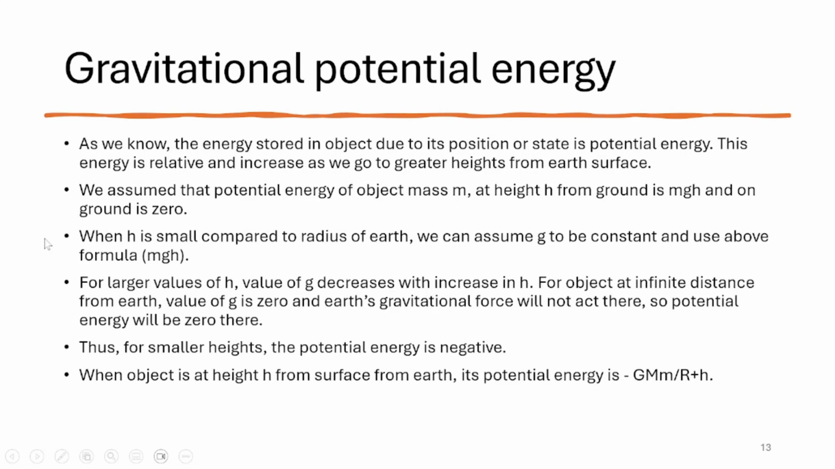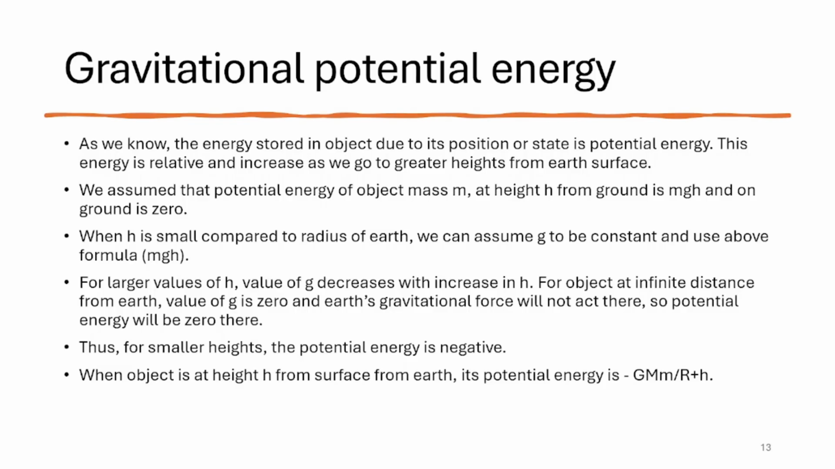Gravitational potential energy. As you know, the energy stored in an object due to its position or state is potential energy. This energy is relative and increases as we go to greater heights. So we assume that the potential energy of an object having mass m at height h from the ground is mgh, and on the ground it is 0.